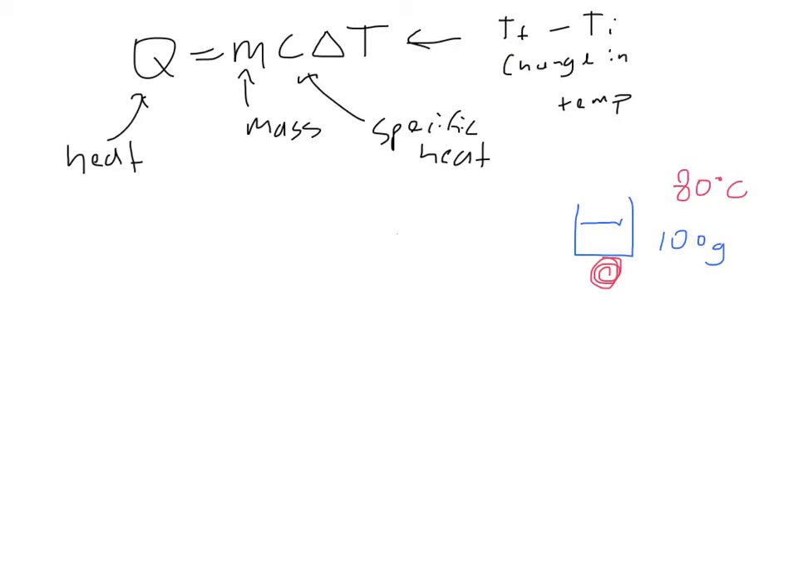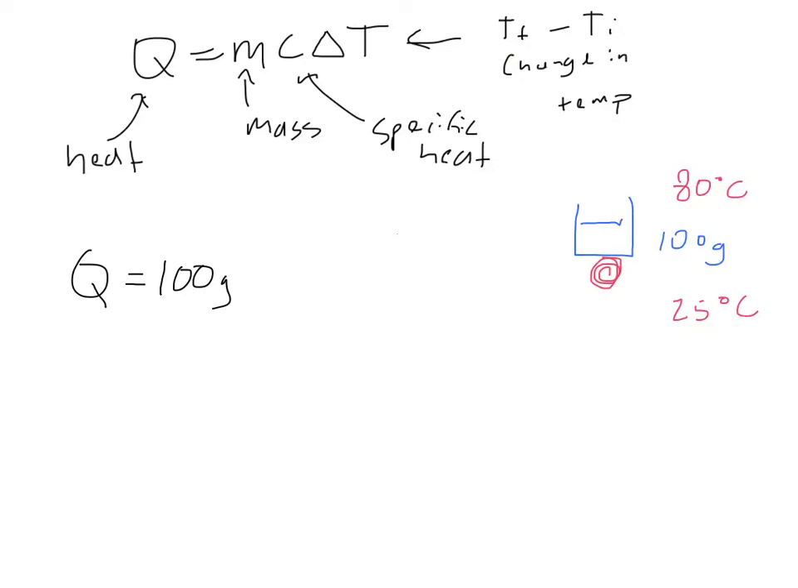All right, so let's say the pot started off with the water at room temperature. We'll say 25 degrees Celsius is room temperature. Let's find out how much heat is required to raise the water from 25 degrees Celsius to 80 degrees Celsius by using this equation. So we're going to find Q, which is the amount of heat. We're going to plug in our mass. What's our mass? Our mass is 100 grams.